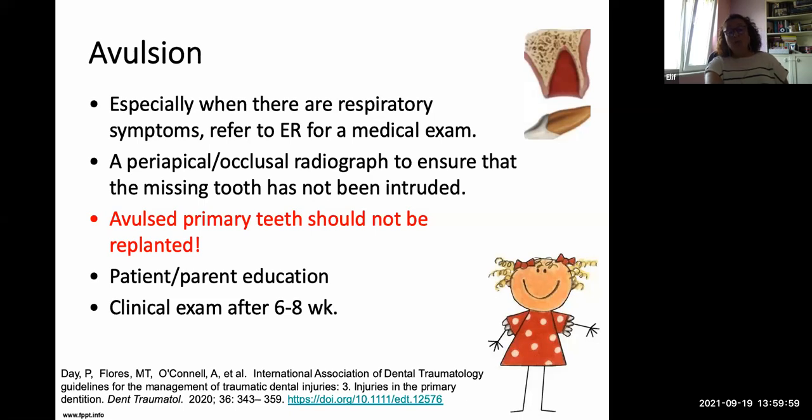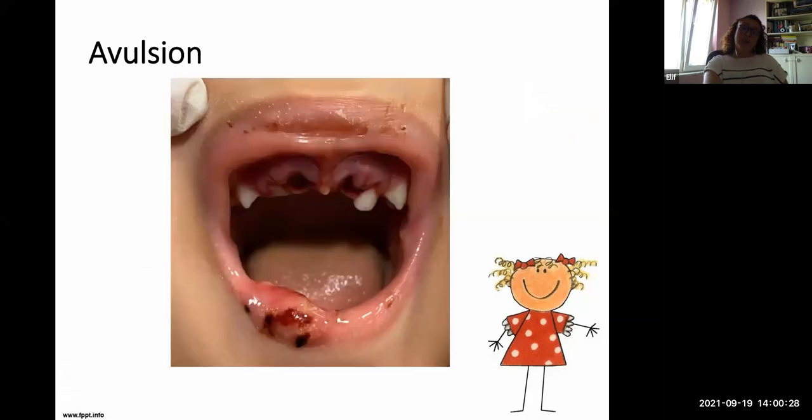And also, we should follow the patient when the patient comes to 6 years of age regarding the situation or status of the permanent tooth, because sometimes permanent tooth or teeth might be affected by the trauma. So we should just check the current situation of the tooth when the patient comes to 6 years of age. Here's an avulsion case.